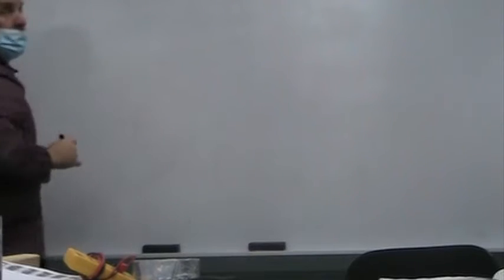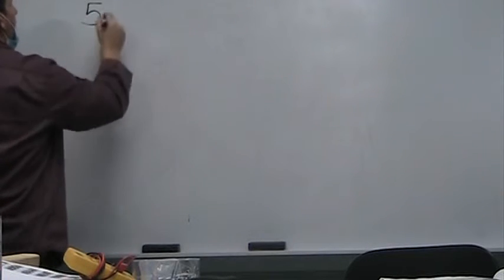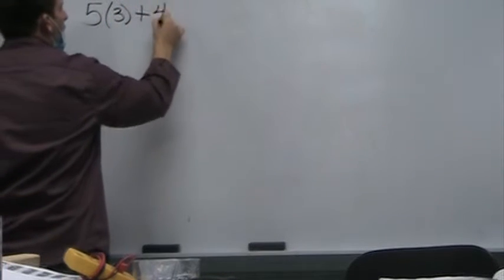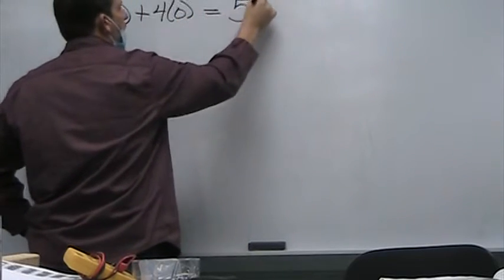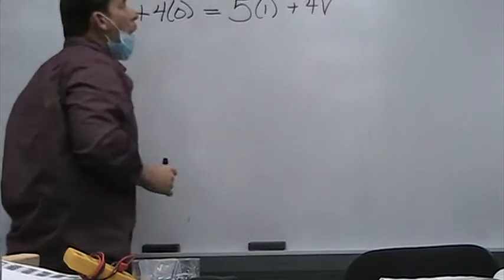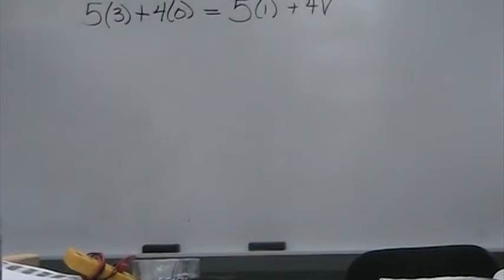So, somebody want to read me an equation? Amira, lay it on here. I'll help you out. 5. Okay. 5 times 3 plus 4 times 0 is equal to 5 times 1 plus 4. That's at rest. We don't want to know the velocity of that one. Okay. Now we can solve, right? This is an elastic collision, right? Yeah. All right.